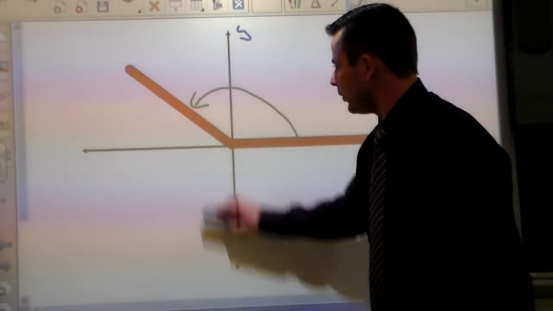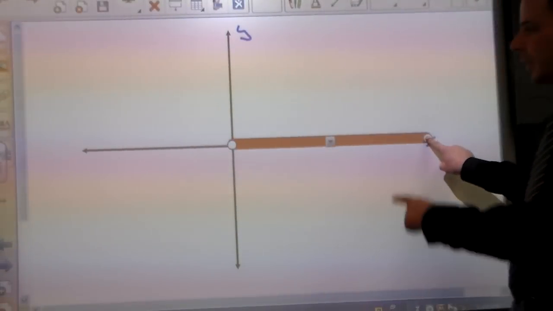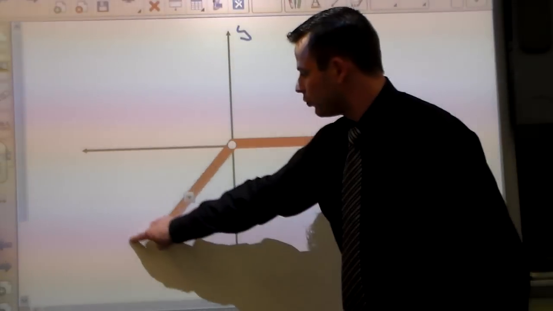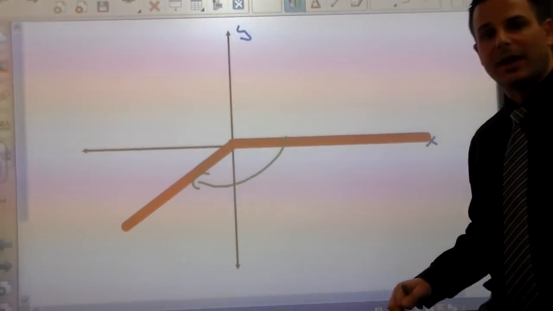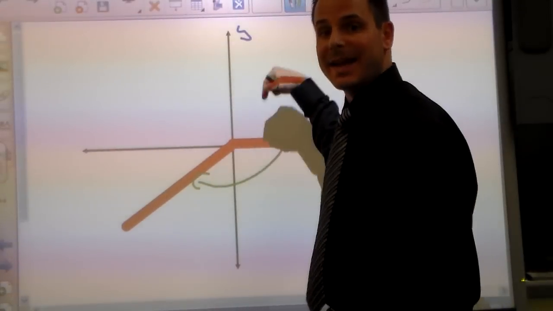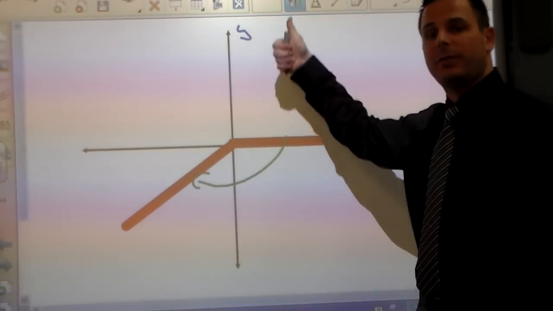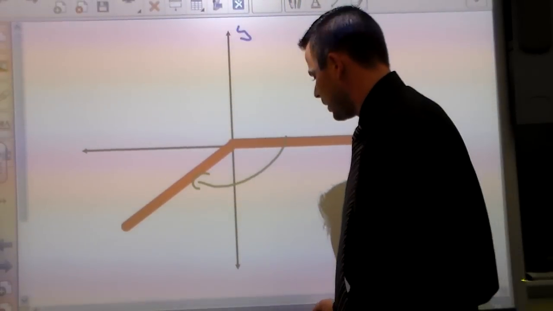A negative angle of rotation, again, we're in standard position, so we're starting on the positive side of the x-axis. A negative angle of rotation rotates down. So this would be a negative angle of rotation. And the way I like to remember it, because you start going down in a negative y direction. If we start going up in a positive y direction, then that's a positive angle of rotation.